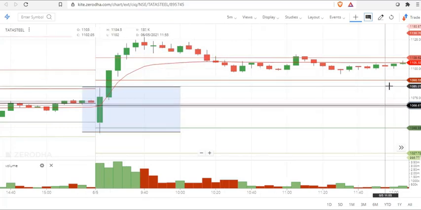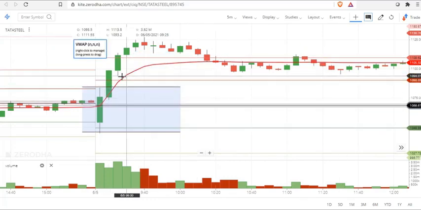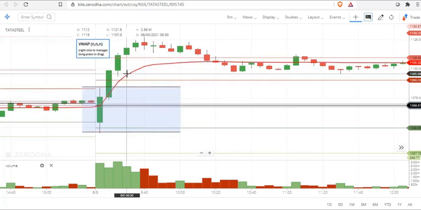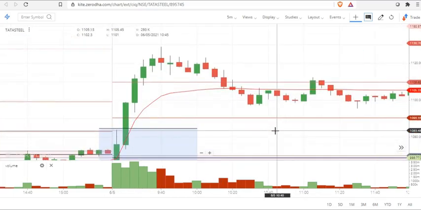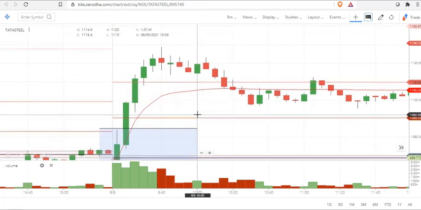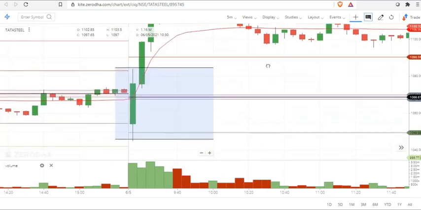We enter above this candle, which means 1084. We buy above 1085, as the VWAP is also moving on the upside. Our first target will be near the resistance 1.